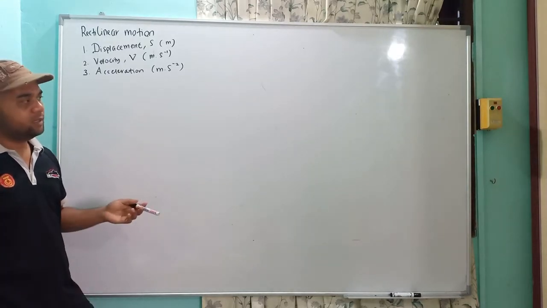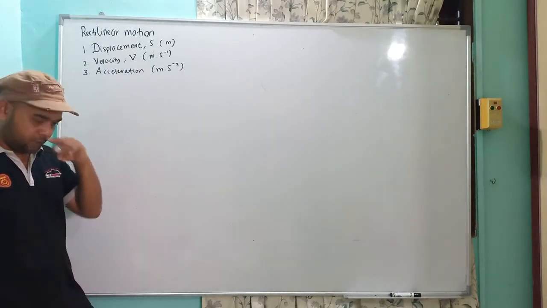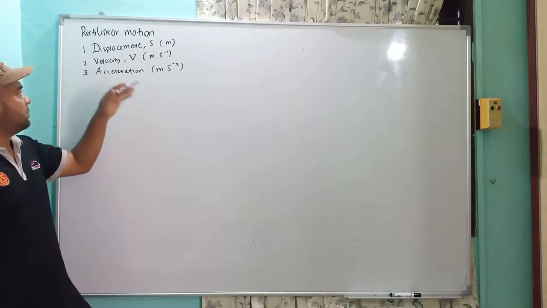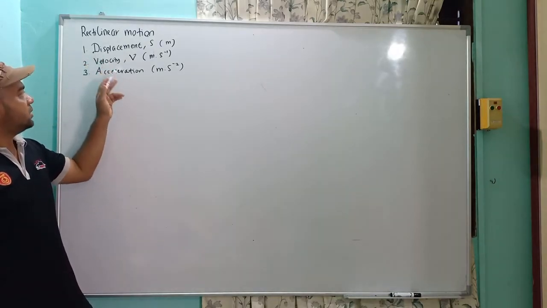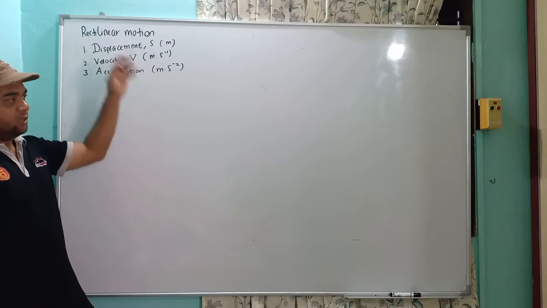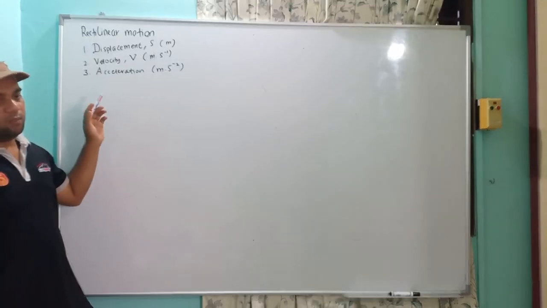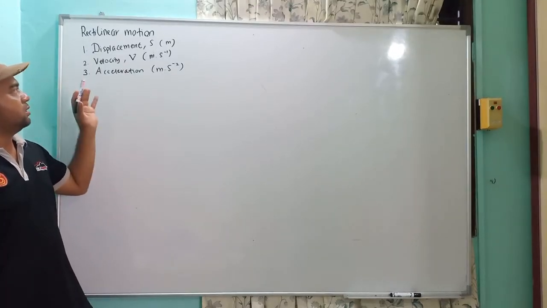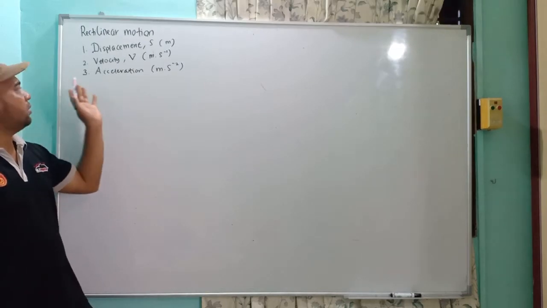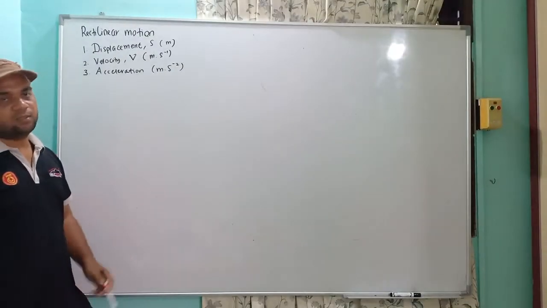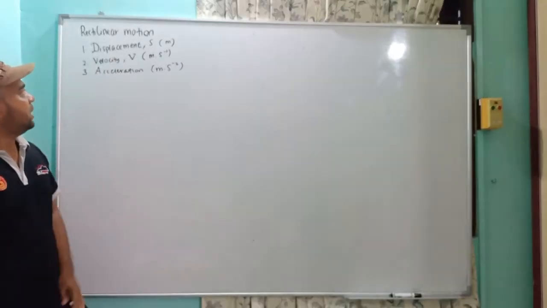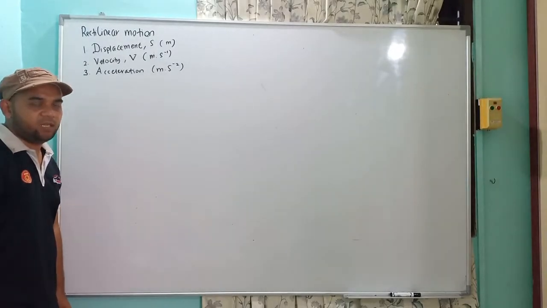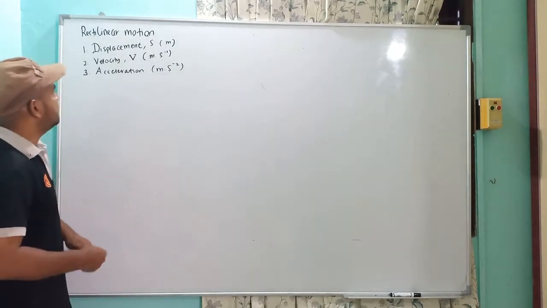Before we go to analysis and how to answer the question, I would like to introduce first what is meant by displacement, velocity and acceleration. In particle motion, what we analyze is how much the component is displaced from one point, or what the velocity is at a given time, or what the acceleration is. So we need to know what displacement, velocity and acceleration mean. We start with the first one.